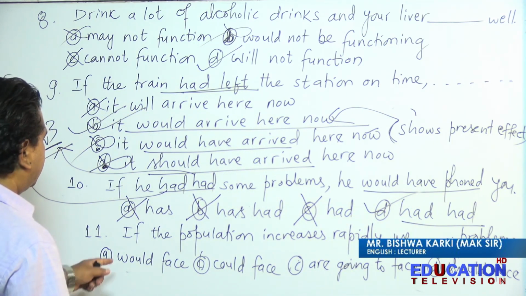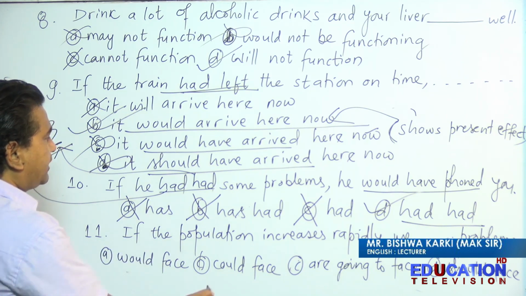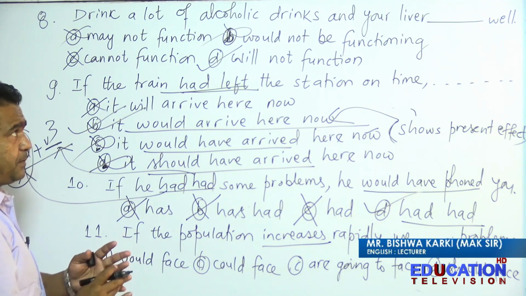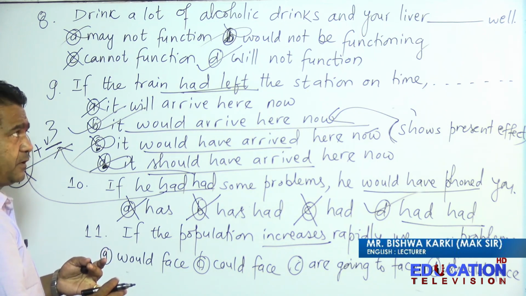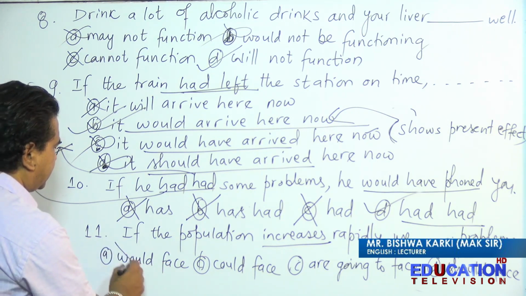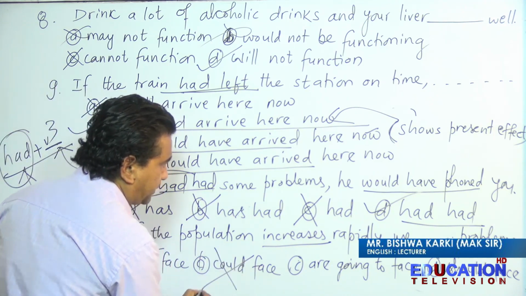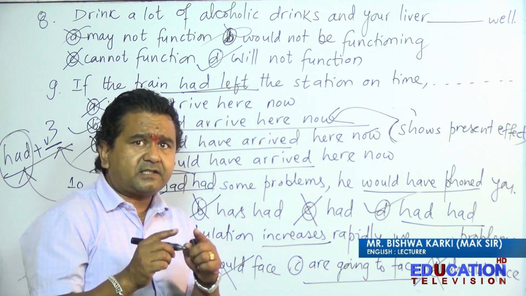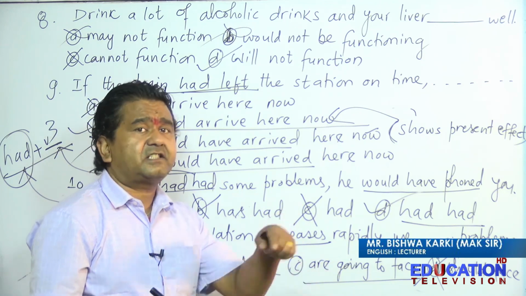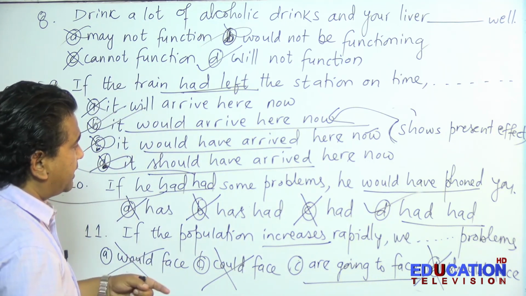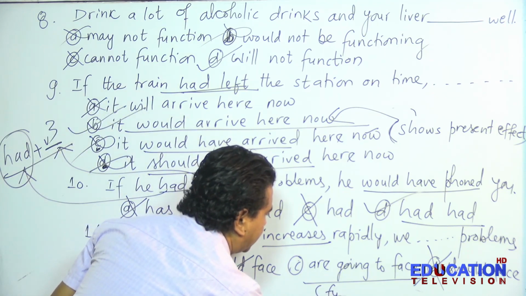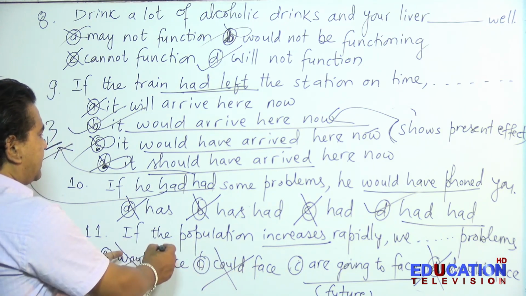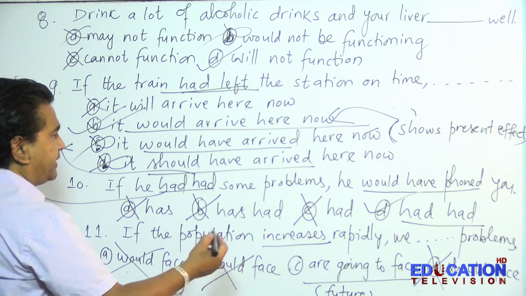Now let us see the next one. If the production increases rapidly, on the one hand we have simple present. The next side should be either simple present if it is natural, or simple future, or future indicators. Would face, it is not future. Would face, it is also not future. Should face, it is also not future. Are going to face. The tense is present continuous, but the tense is future, which we call going to future. Are going to face is future. What we call it? Future indicator. So if the production increases rapidly, we are going to face problems.